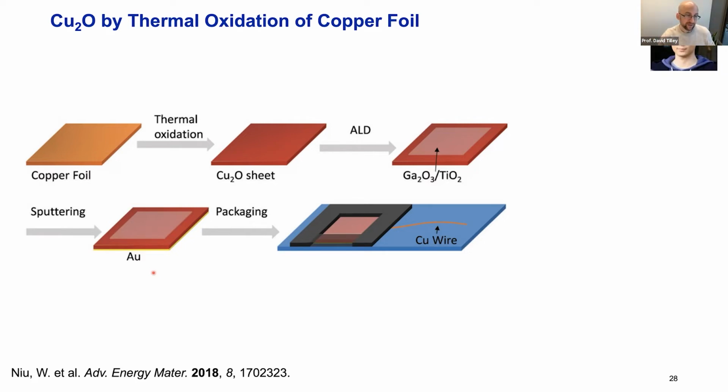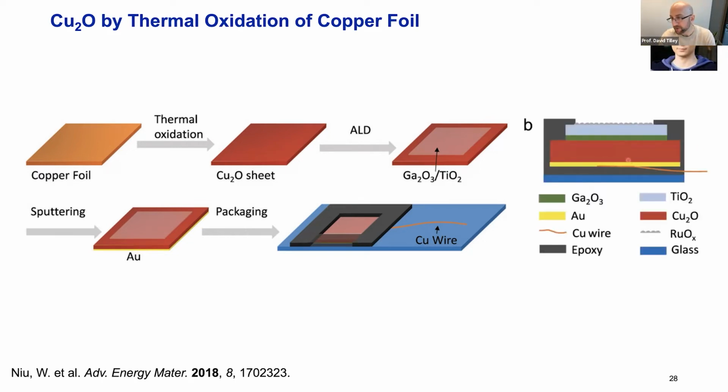So now we've got contacts on either side. We just need to connect a piece of copper wire to the back, package it up, which is epoxy here. And so this is now similar to what we saw before in the cross-sectional SEM. We have our copper oxide with our gold, where we can extract the charge out of this copper wire. And then we've got gallium oxide in this case, TiO2, and finally the ruthenium oxide catalyst. So this epoxy protects the copper from the sides. These conducting overlayers protect the copper oxide from this side. So now we can just directly put this in water and shine light and do chemistry.